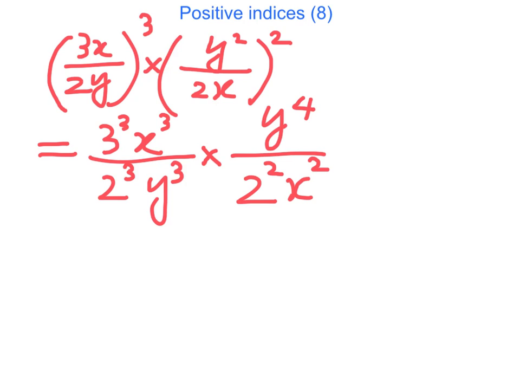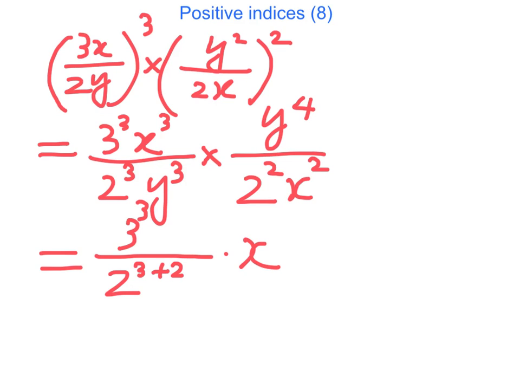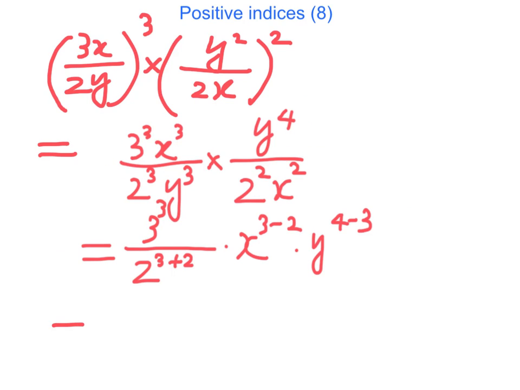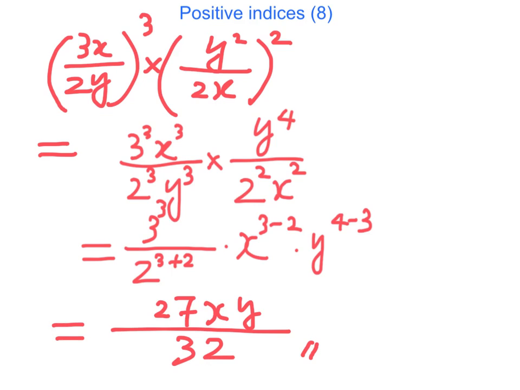And then you can group the numbers. Okay? That means this is 3 to the power 3. For those at the denominator, this is 2 to the power 3 plus 2. And then for x, it is 3 minus 2. And then for y, it is using the law of subtraction. So you can get the final answer of 27x to the power 5 over 32. That's all of my presentation on positive index.